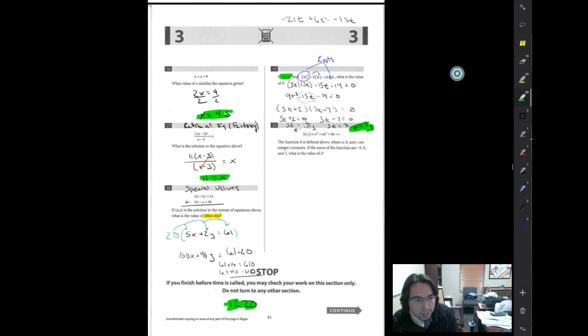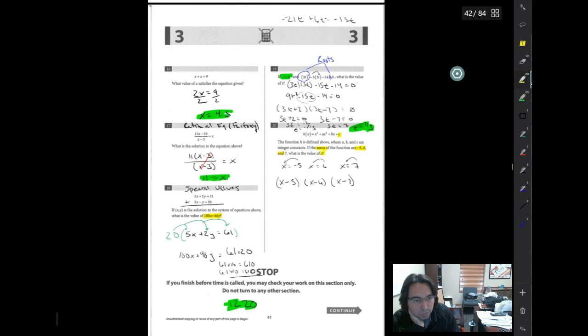And then the last question that we have here says the function h is defined above, where a, b, and c are integer constants. If the zeros, that's our x-intercepts, of the function are negative 5, 6, and 7, what is the value of c? Well, if I say x equals negative 5, x equals 6, and x equals 7, I can rewrite those as binomial terms: x plus 5 times x minus 6 times x minus 7. I just want to know the constant term here. It says, what is the value of c?